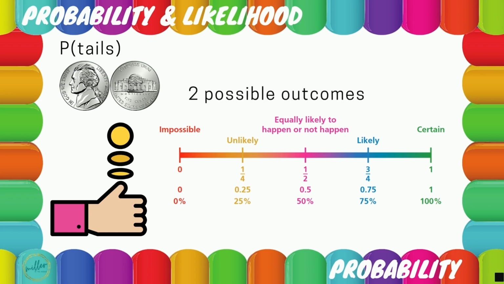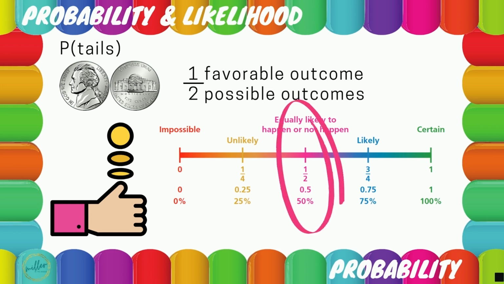First, we have to know how many possible outcomes there are. There are 2 possible outcomes in this situation, heads or tails. The probability of flipping tails would be 1 out of 2 because there is 1 favorable outcome. Tails would be the only favorable outcome when we're trying to flip tails. So the likelihood of flipping tails is equally likely. Tails is equally likely to happen or to not happen.